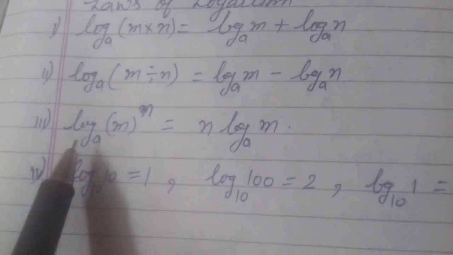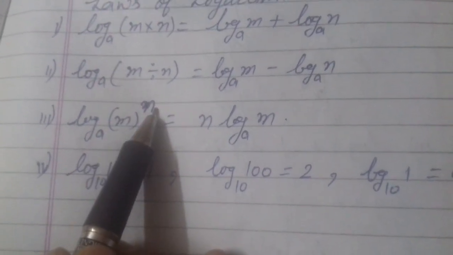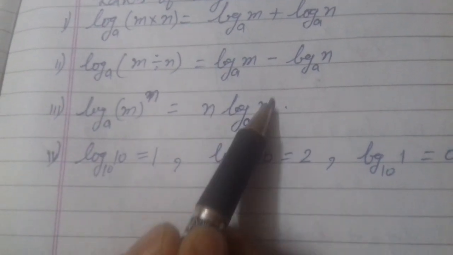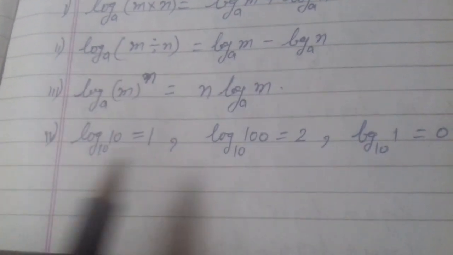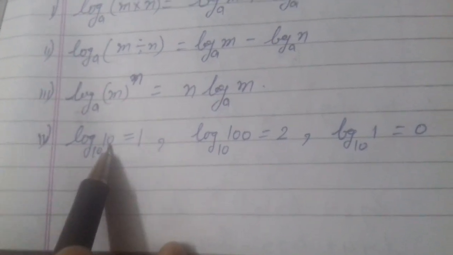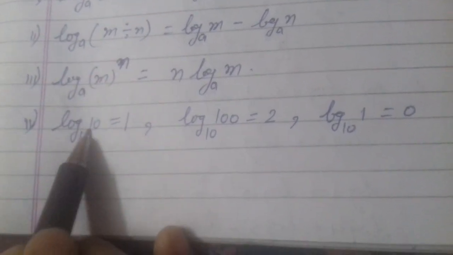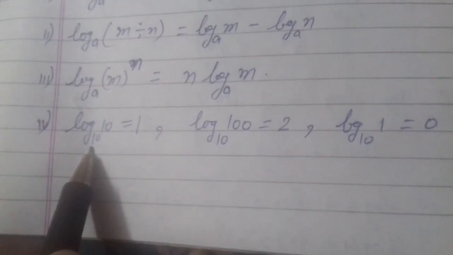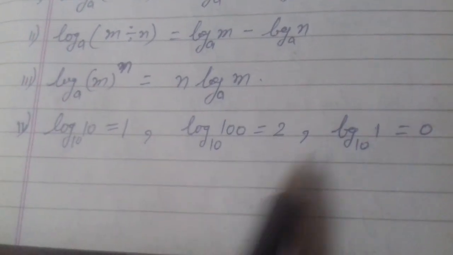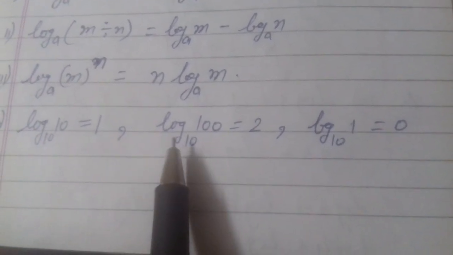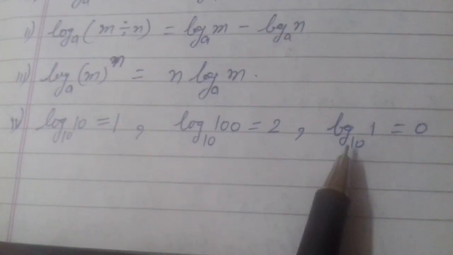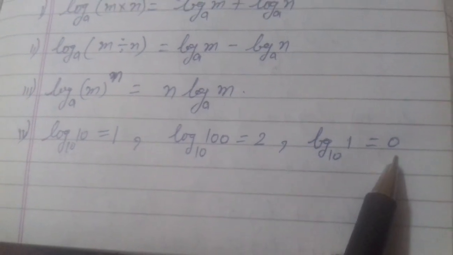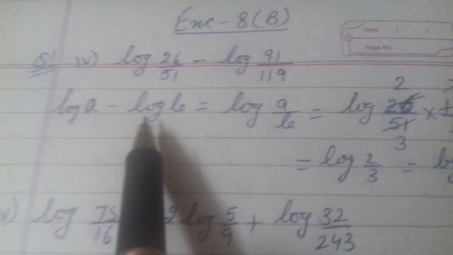Now look, children, the power law: log a of m power n. In this case, you take n in front, so you are left with n times log a m. The power will be taken in front. Now children, log 10 to the base 10 is equal to 1. The value of log 10 is 1. But what is the condition? What should the base be? 10. Same way, log 100 is 2. Log 1000 is 3. As the number of zeros increases, the value increases the same way. And log 1 is equal to 0. How? You can prove these values by writing in exponential form.